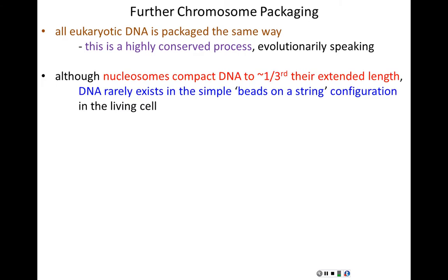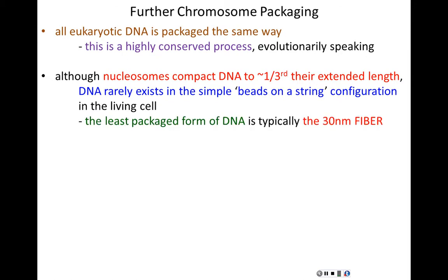So we've got our first compaction down. Nucleosomes compact DNA to about 1/3 their full extended length, but this still is not compacted enough. Obviously, we've got to get DNA much more tightly compacted than that if it's going to fit in the nucleus. And in addition, DNA rarely exists in this simple, extended, beads on a string configuration. There's usually more compaction going on, even in an interphase chromosome. The least packaged physiological form of DNA, what we mean by that is the least packaged form of DNA that you would find in a living cell, is referred to as the 30 nanometer fiber.